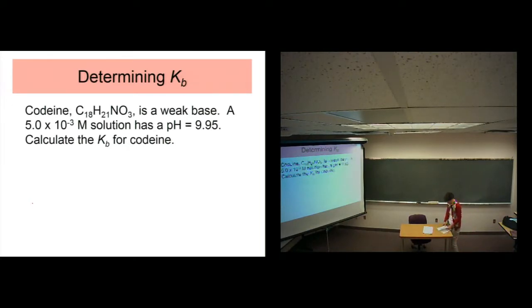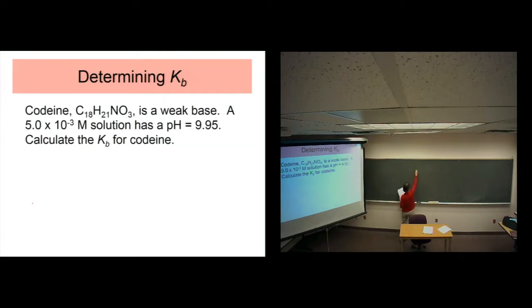Okay, so let's set up the ICE table and see what happens. We would have C18H21NO3, this is our codeine. You're going to have to add water, right? Got to add water?